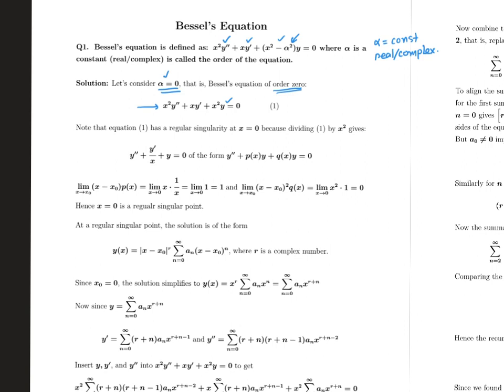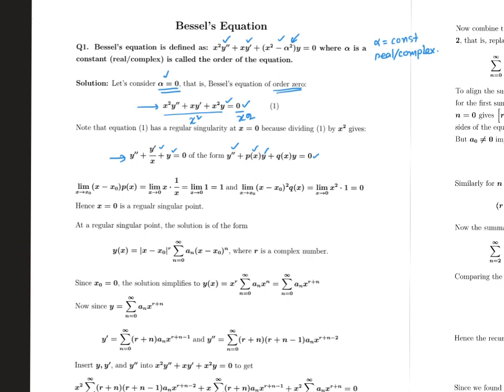Now, in order to solve this equation, we are going to express it in this format: y double prime plus p of x times y prime plus q of x times y is equal to 0. And we can convert this equation into this format by dividing both sides by x squared. If I do that, this is what I'm going to get: y double prime plus y prime over x plus y is equal to 0.